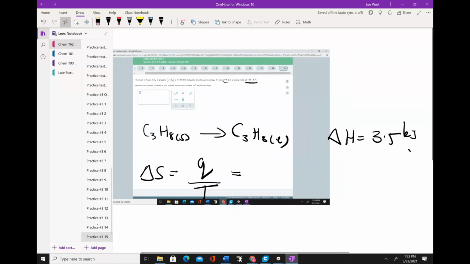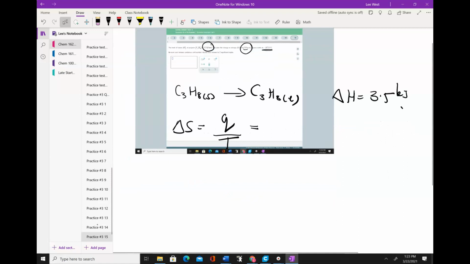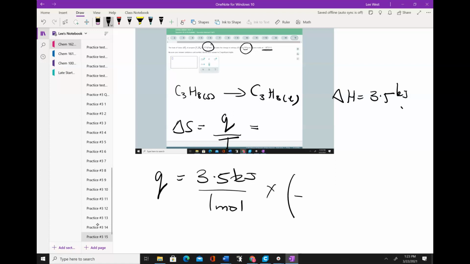All right, so in this case, what happens? 3.5. We've got to do a little bit of, hang on, this is kilojoules per mole. It's not for a whole mole. It's only for 9.6 grams. We're going to have to get the Q, right? So Q is going to be 3.5 kilojoules for 1 mole. And then we're going to need the molar mass of this guy. So 3 times 12.01 plus 8 times 1.01 gives me 44.11 grams in a mole.